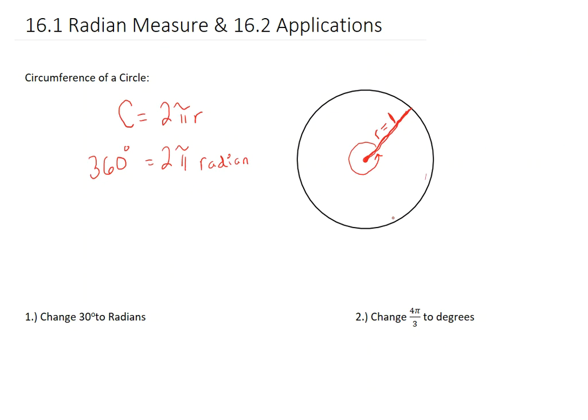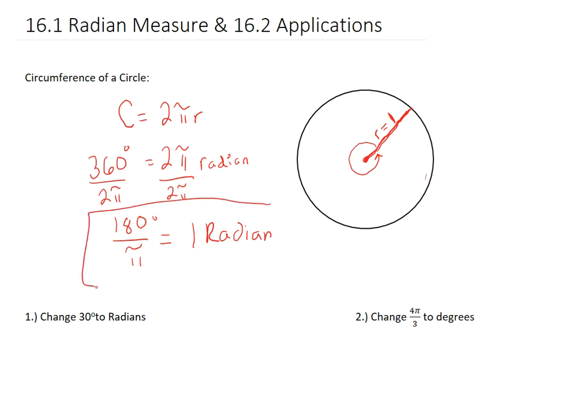So if you think about what that conversion is, if we divide both sides by 2 pi and reduce it, you get 180 over pi equals 1 radian. So this is one conversion that you'll need to make sure you have written down and you know.